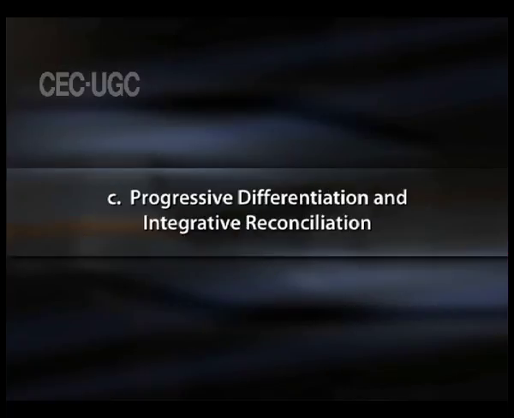Progressive differentiation and integrative reconciliation. Ausubel mentions two important principles involved in meaningful verbal learning. These are progressive differentiation and integrative reconciliation.